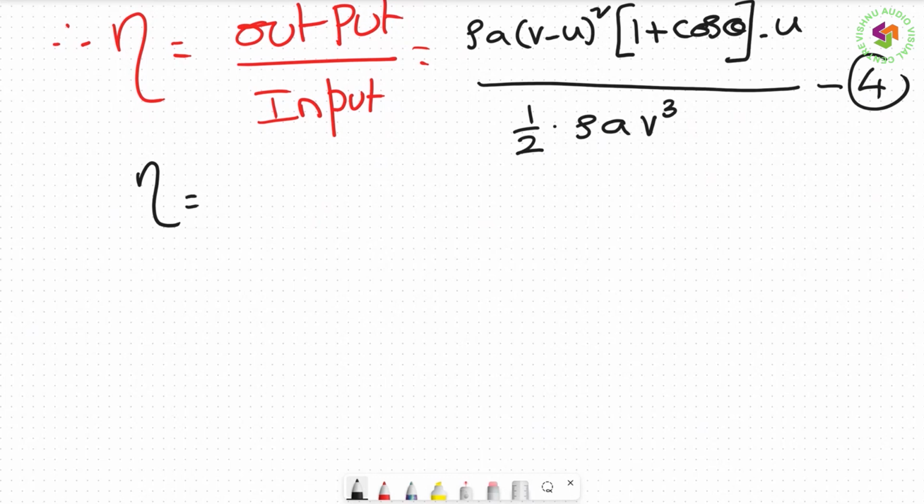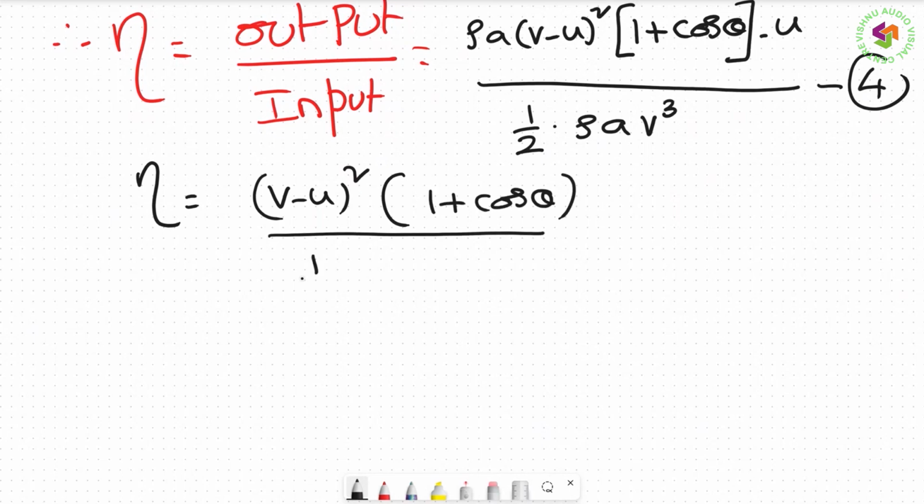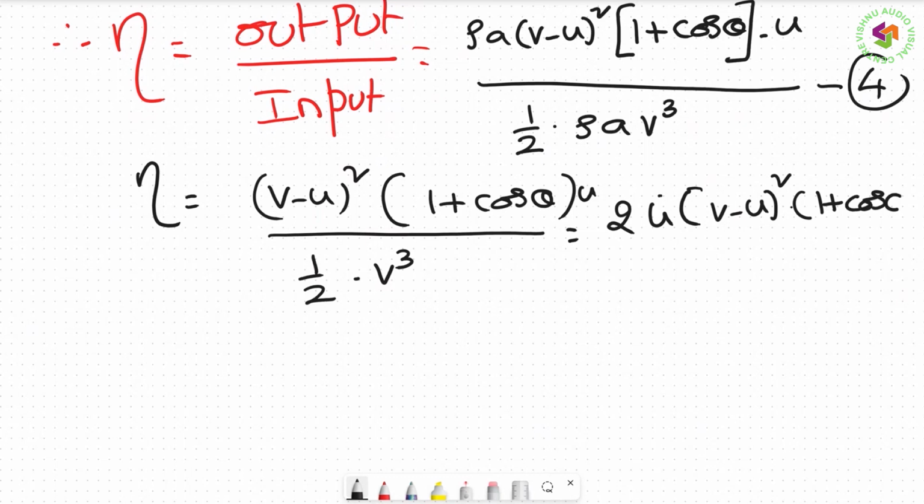So this also you can simplify, rho A you can cancel. So you get V minus U whole square into 1 plus cos theta divided by half into V cube, or you can take this 2 up into the numerator. So 2U into V minus U whole square into 1 plus cos theta divided by V cube. So this is more important and more relevant. This is what we call 5.